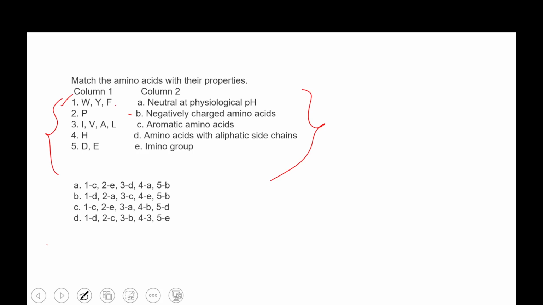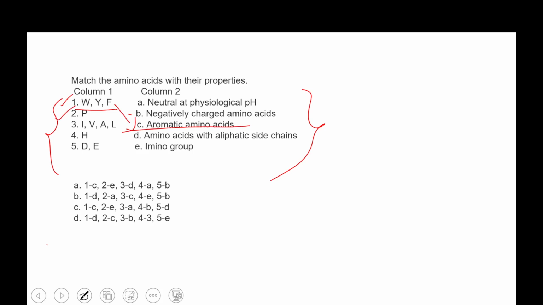Please answer. It comes under which category? Just now I told that it comes under the aromatic amino acid categories. So these three amino acids will be coming under the aromatic amino acid categories.